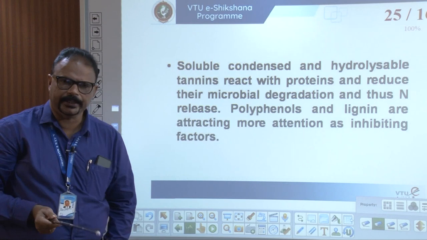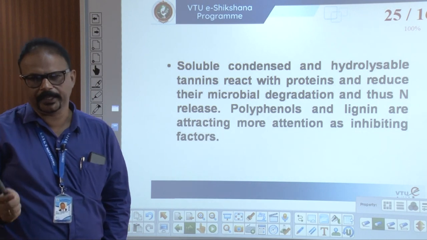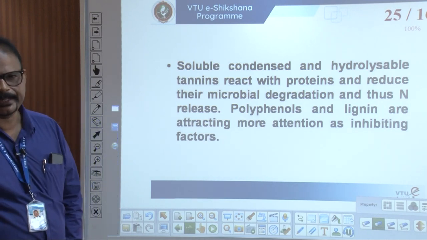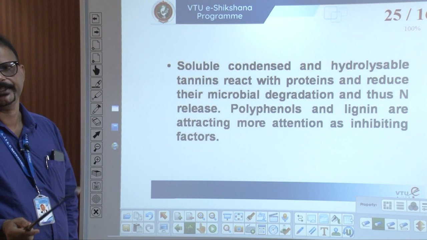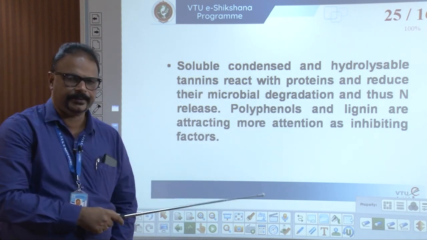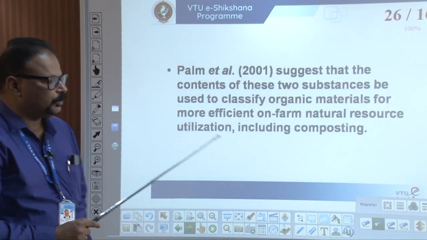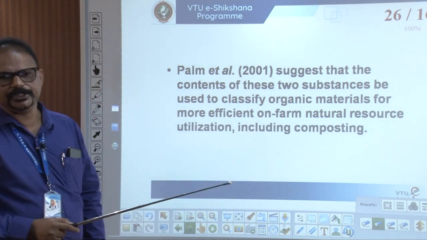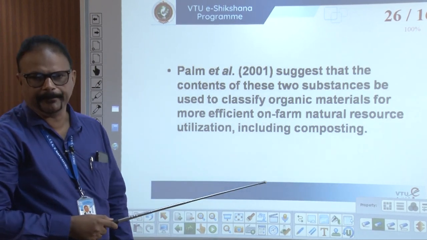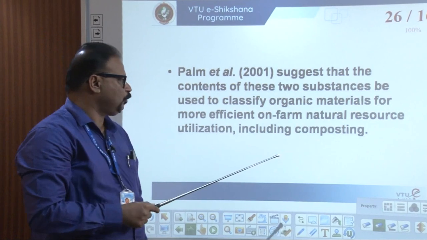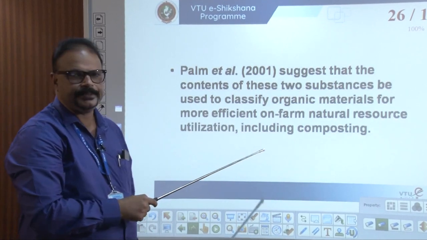Soluble, condensed, and hydrosoluble tannin react with the protein and reduce the microbial degradation, and ligands are attracting more attention as inhibiting factors. This is another factor, and also a very important factor for aerobic composting. Palm et al. 2001 suggested that the content of these two substances be used to classify the organic material for more efficient on-farm natural resource utilization, including compost. This scientist has suggested this.